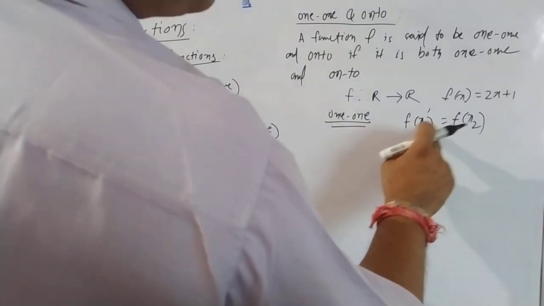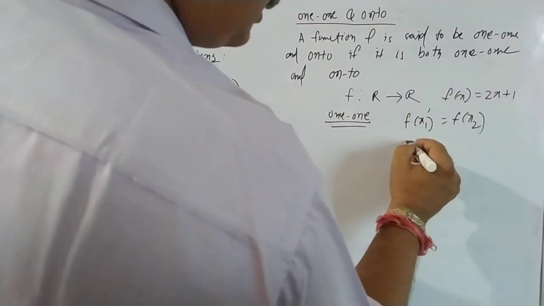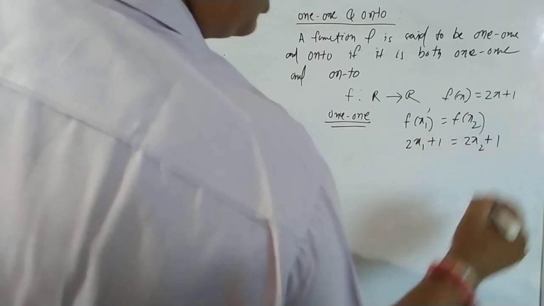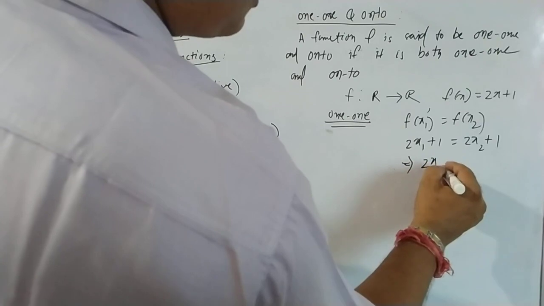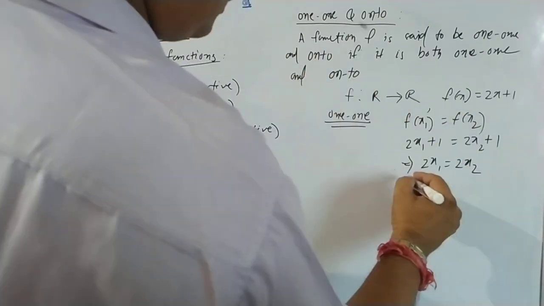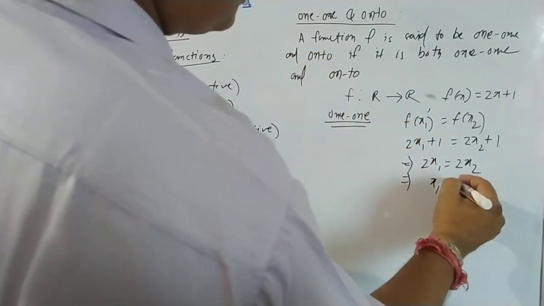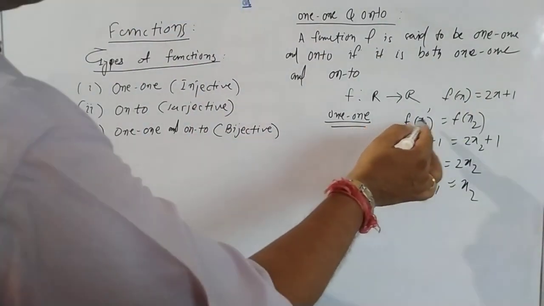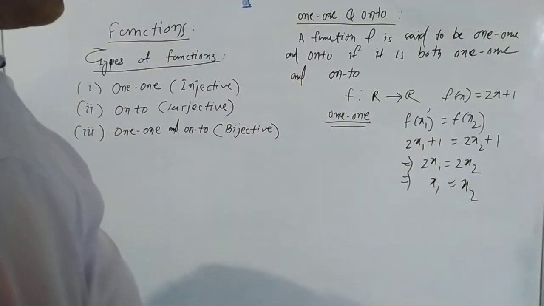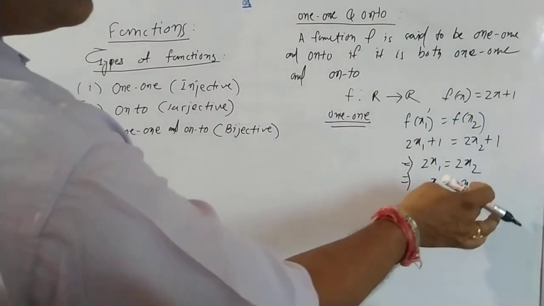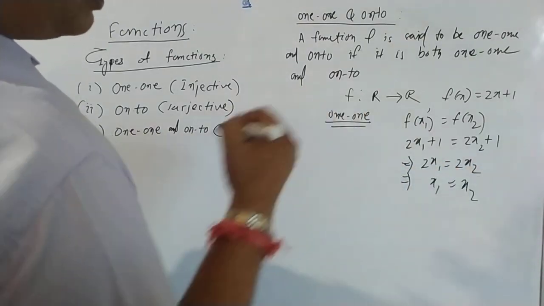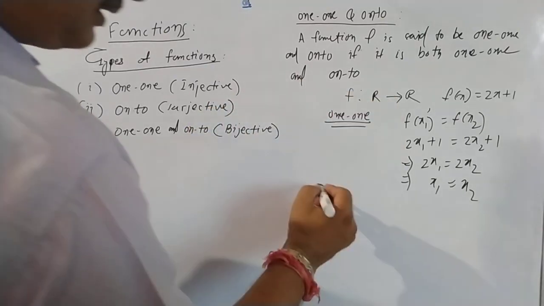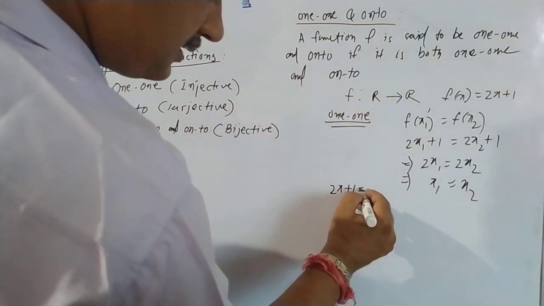So let us take f of x1 and f of x2. f of x1 is 2x1 plus 1, and this is 2x2 plus 1. This implies 2x1 is equal to 2x2, that implies x1 is equal to x2. So f of x1 is equal to f of x2 implies x1 is equal to x2. This is one-one.